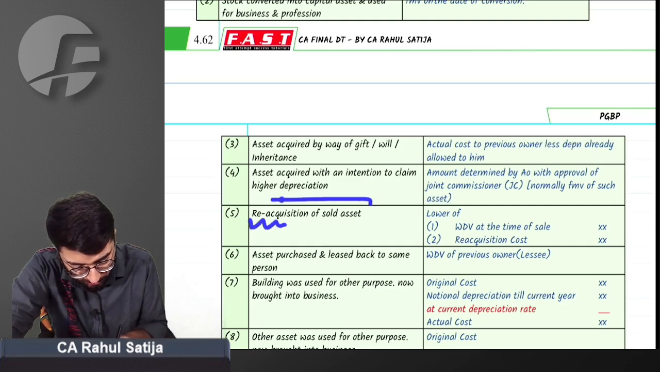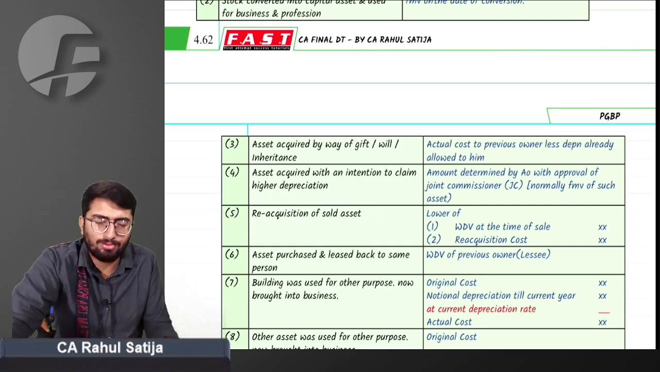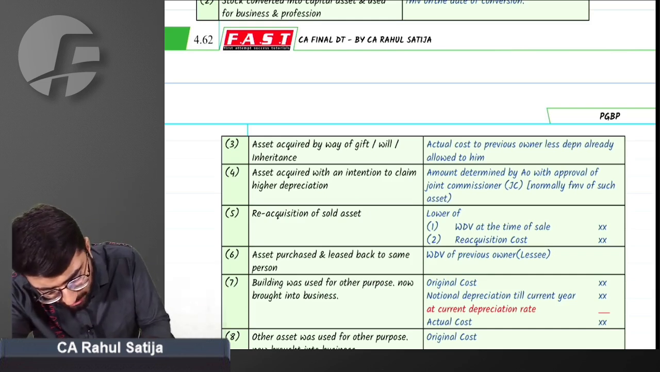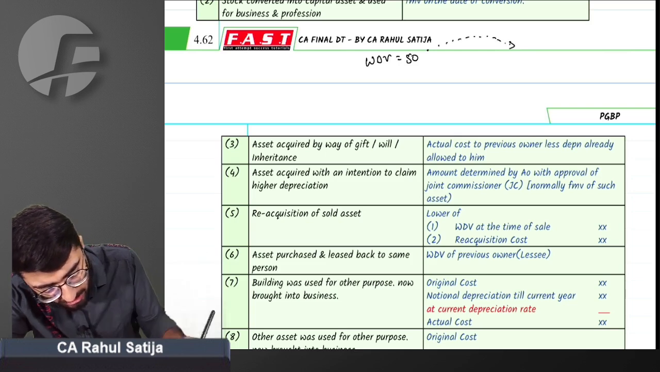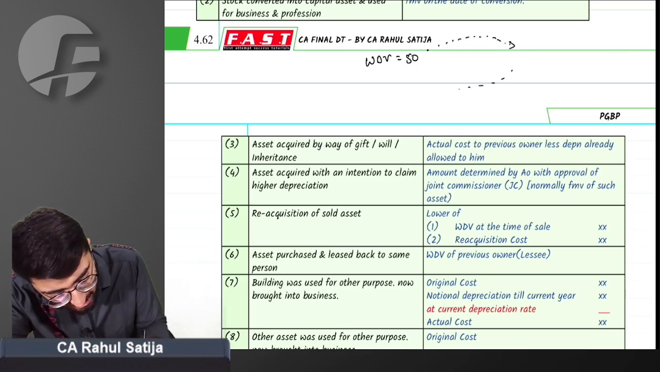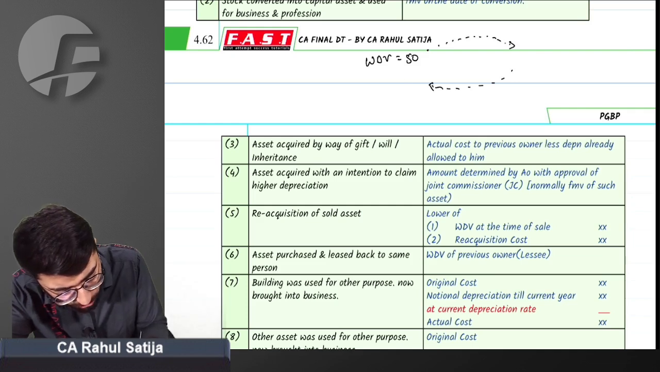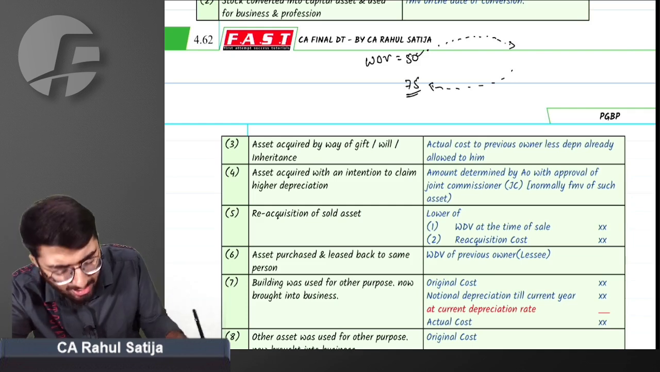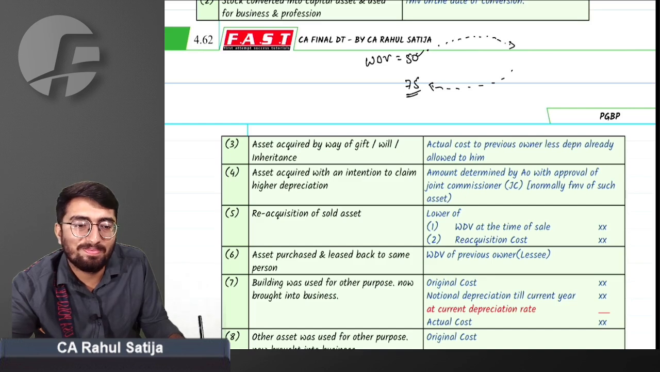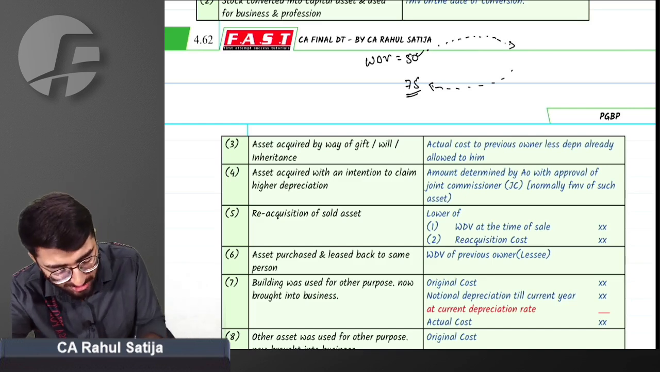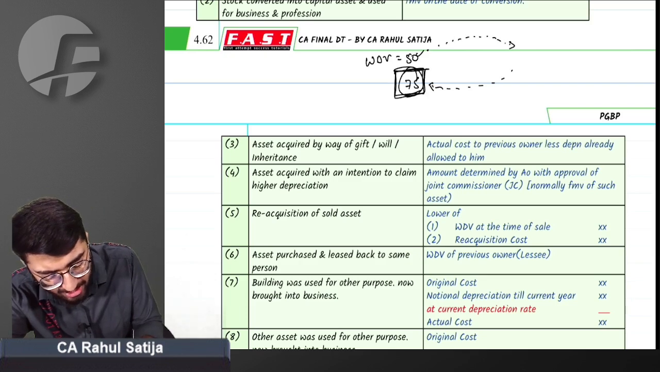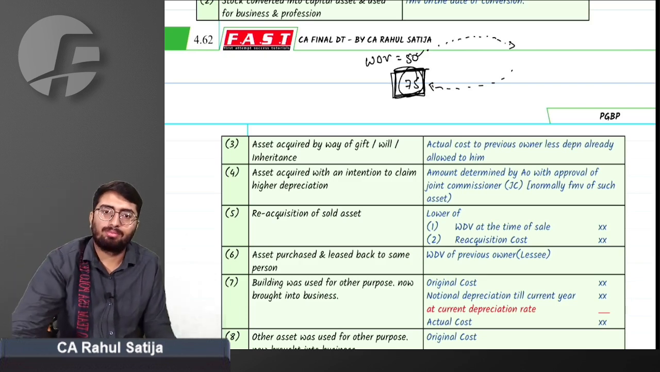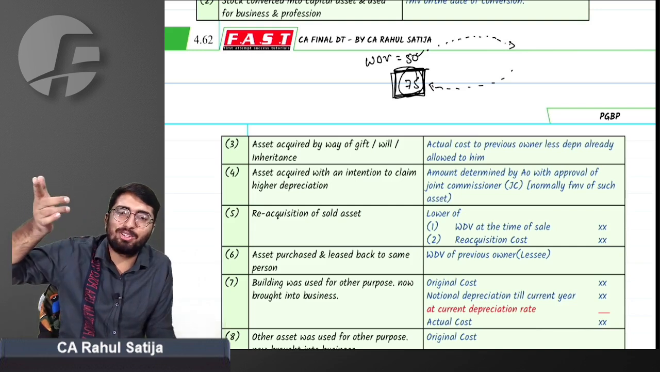Sir, any reacquisition of sold assets. For example, I had an asset with WDV of 50 lakh rupees. I sold it to somebody, and sir, reacquired it from him again at rupees 75 lakh. Can I say earlier my block was 50 lakh rupees and now my block is 75 lakh? Can I claim higher depreciation on this?